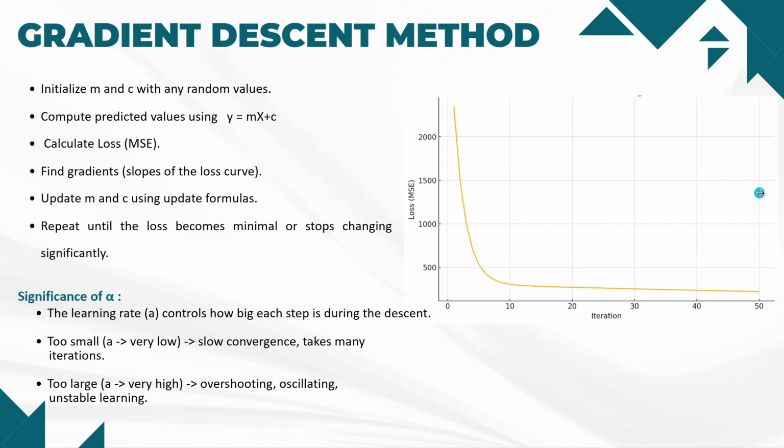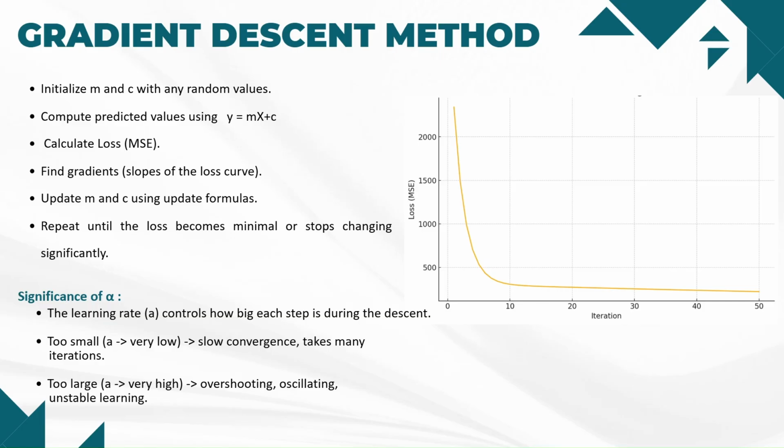So the method for calculating gradient descent is: we initialize the values of m and c with any random values. We compute the predicted value by using the regression equation, which is y = mx + c. We then calculate the loss, which is the mean squared error. We find the gradient, which is the slope of the loss curve. We then update the values of m and c, and we repeat the whole process until the loss becomes minimal and stops changing significantly.